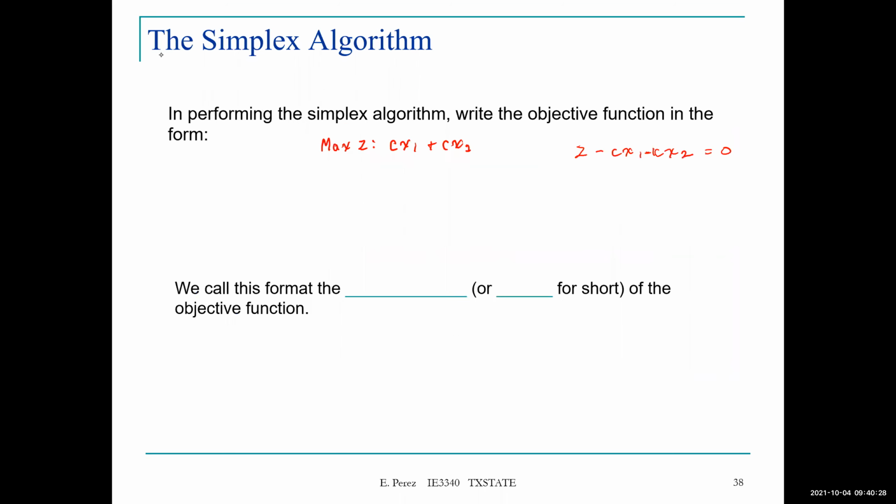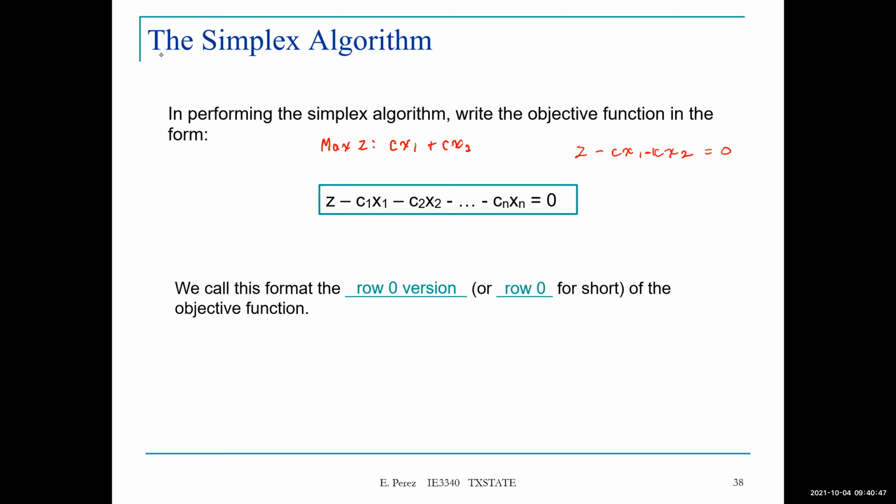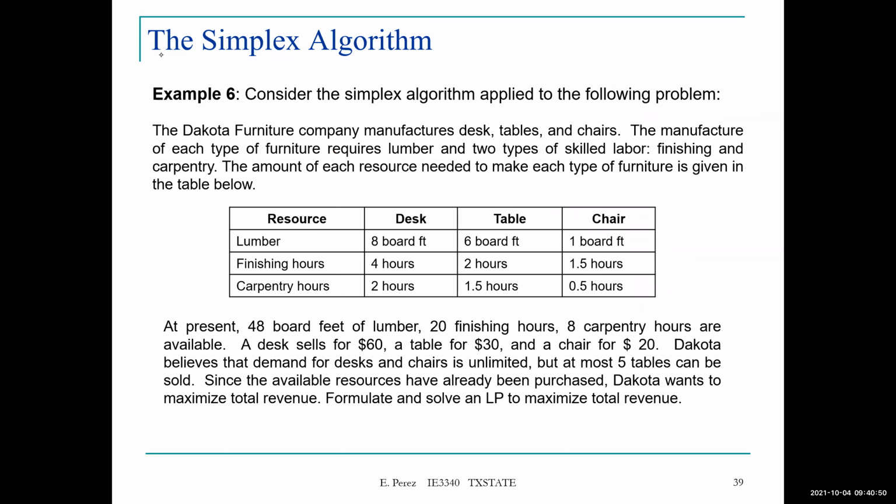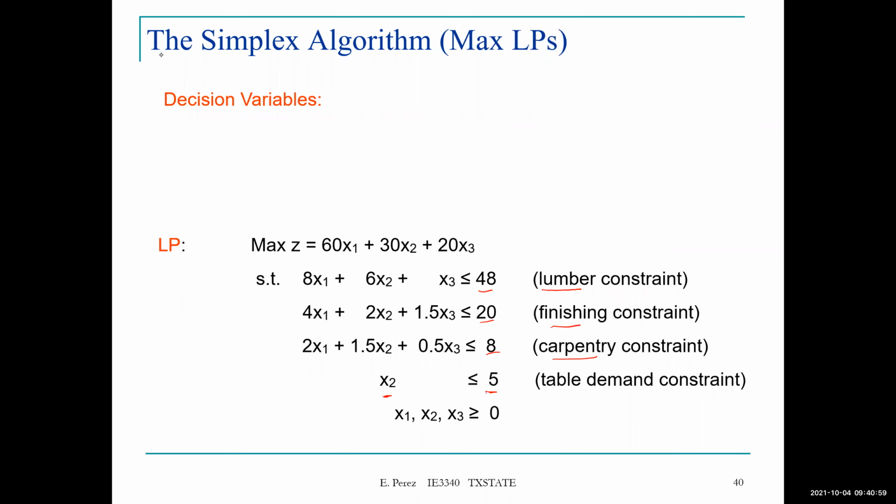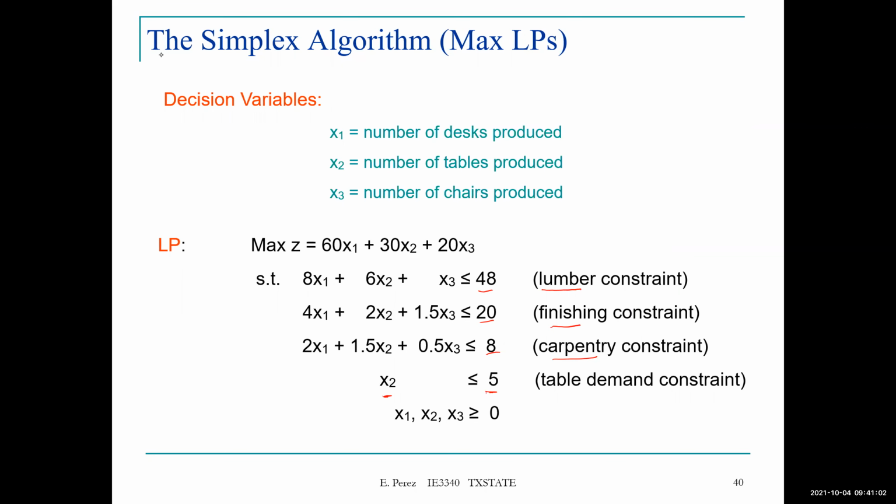Good. So, in performing the simplex algorithm, remember that we take the original objective function and we move the coefficients to the left-hand side. So those coefficients are going to become negative. And those are the coefficients that we want in row 0. This is the row 0 version. And we look at this example. So we went through the process of solving this problem. We have 3 constraints, actually 4 constraints, and 3 decision variables.